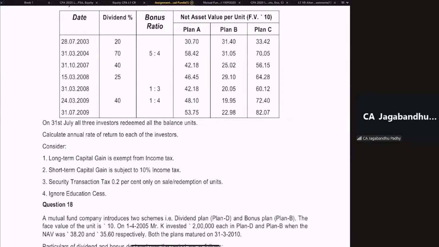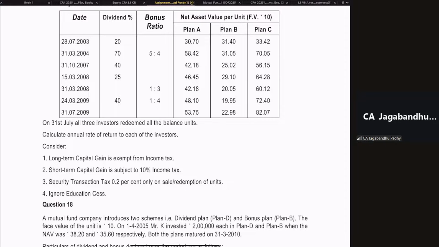with certain assumptions. The assumptions are: first, long-term capital gain is exempt. Second, short-term capital gain is taxed at 10% income tax. Securities transaction tax is 0.2%, applicable only at the time of sale or redemption of units, and no education cess is applicable. So we have to evaluate which of these three plans has provided a higher rate of return. That's what we are supposed to be calculating.